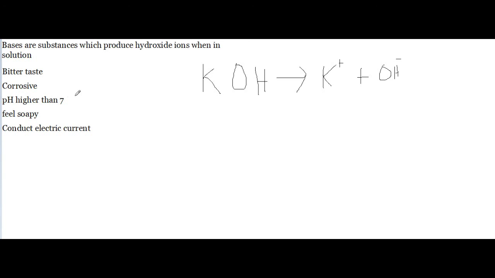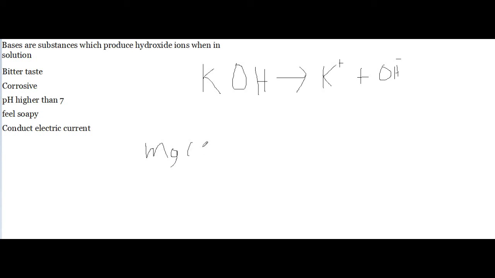Just like acids, bases have certain unique properties. They're bitter in taste, they're also corrosive, their pH is higher than 7, and they feel soapy, as well as they conduct electric current when in solution. Now, like acids, bases can undergo certain specific reactions. We've already talked about the reaction between a base and an acid. Another important reaction of a base is a base plus an ammonium salt.